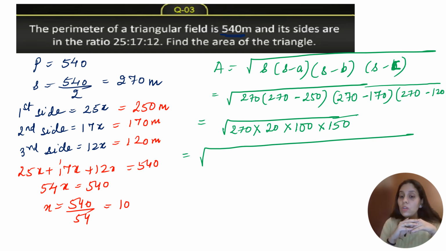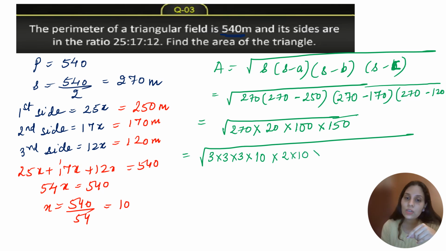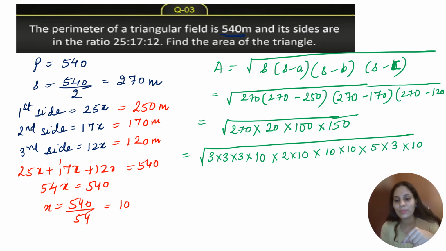Now here, see, these are big numbers, and if you write them in terms of 2, it is going to take you so long. So what we'll do is we will work smartly. 270 is basically 27 into 10, and 27 is 3 into 3 into 3. 20 can be written as 2 into 10. 100 can be written as 10 into 10. And 150 can be written as 5 into 3 is 15 and into 10.